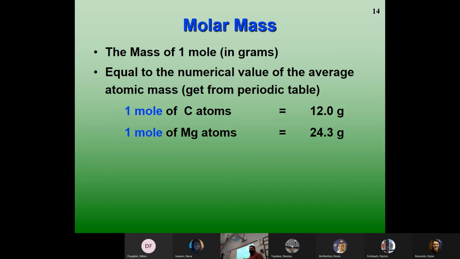1 mole of magnesium atoms is equal to, from the periodic table, 24.3 grams of magnesium. Note that the mole is not changing, 1 mole, 1 mole, 1 mole, but the masses are changing because they have a different number of protons, neutrons, electrons. We know that already. 1 mole of copper on a periodic table, 63.5 grams, etc.